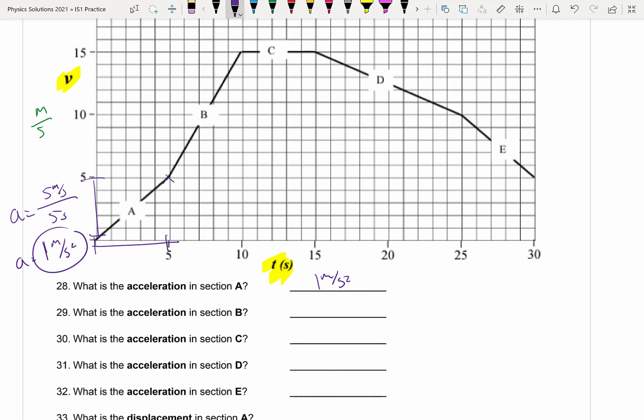For b, again, I'll keep this at 5 seconds here, and then here is up to 15. So again, the change in x, change in the horizontal, is 5 seconds. The change in y is 10 meters per second. So again, if I wanted to find the slope, the acceleration is the change in velocity over the change in time. That's the slope. So this is going to be 10 meters per second divided by the change in time, which is 5 seconds. So that gives me 2 meters per second squared.